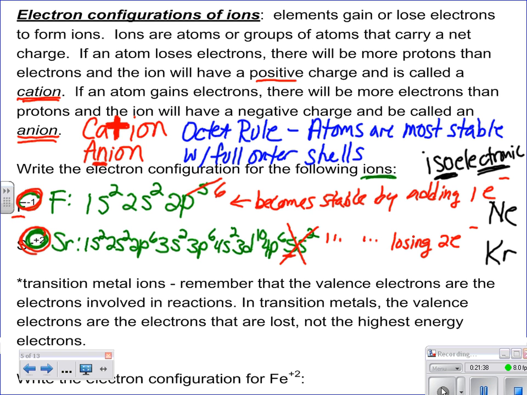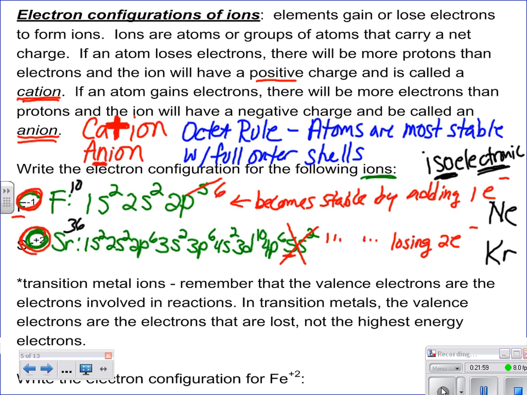If I were to add up all of these electrons in the fluoride ion, we would see it would be just like neon, and there would be 10 of them. For the strontium ion, if I added up all of those, I would see it would be just like krypton, which is 36 of them. So that's what we know about our ions.